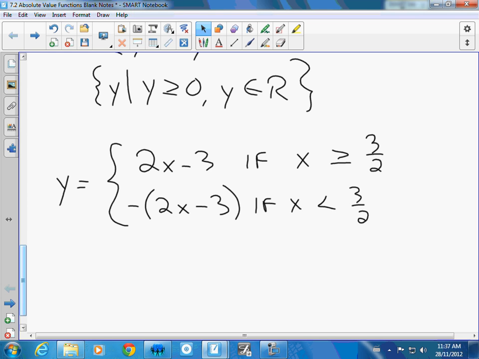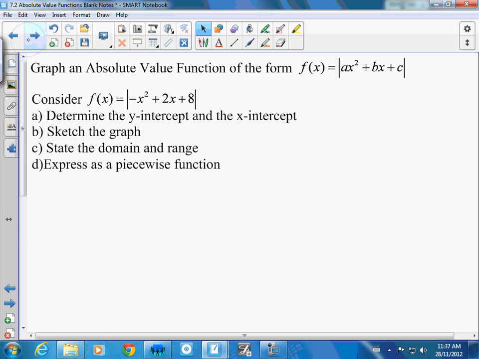Okay, now let's try quadratic. So what we have there is a quadratic.